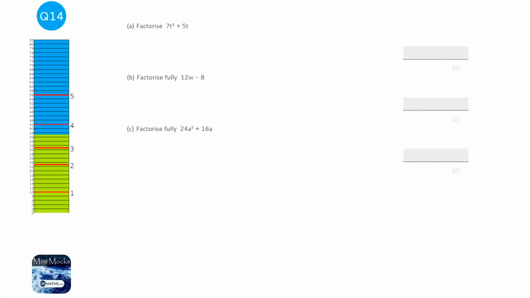Okay, factorise means put it into brackets. Looking at the first one, there's a t I can divide out of both of them, so I put t on the outside of the bracket, but there's no number because 7 and 5 don't have anything that goes into both of them. So what do I times t by to get to 7t squared? Well, it's going to be 7t. And what do I times t by to get to 5t? Well, it's just going to be 5. You can check your answer by expanding the bracket, check it makes 7t squared plus 5t, which it does.